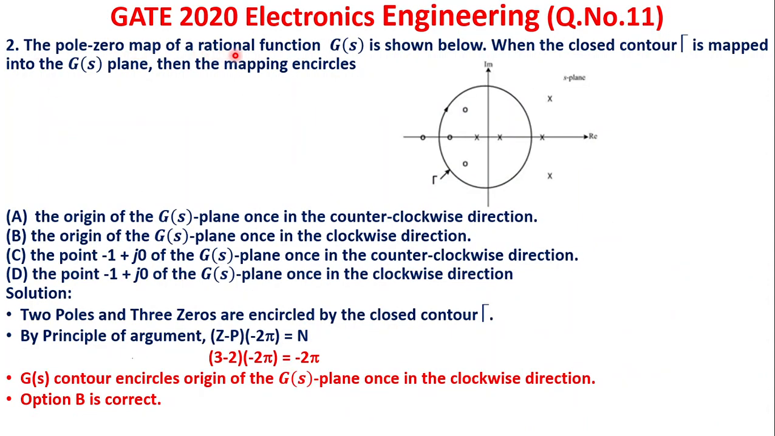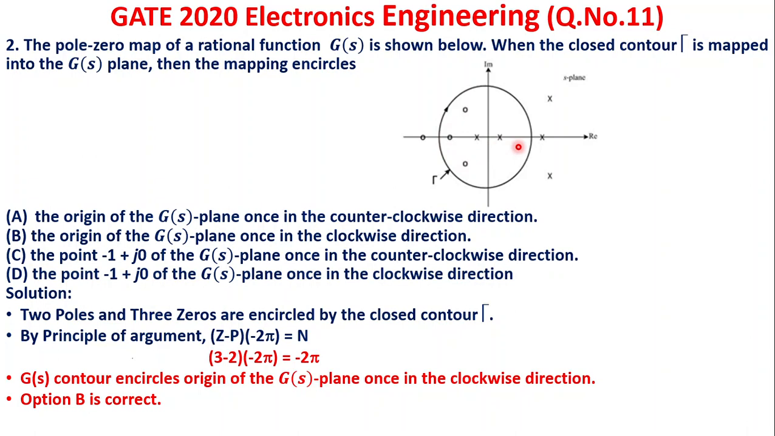The pole zero map of a rational function G(s) is shown below. When the closed contour is mapped into G(s) plane, then the mapping encircles. So they have given a contour. So this contour we can say it is encircling three zeros and two poles. Of course, three poles and one zero. This is a zero and three poles. So three poles and one zero are outside the contour. Three zeros and two poles are inside the contour.